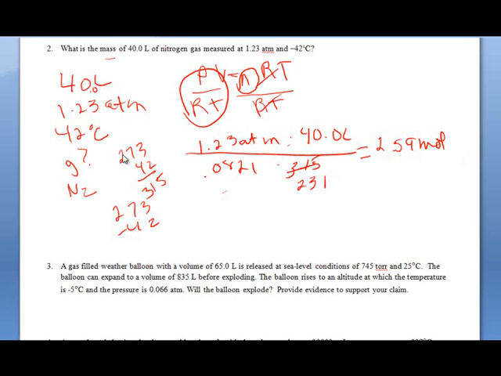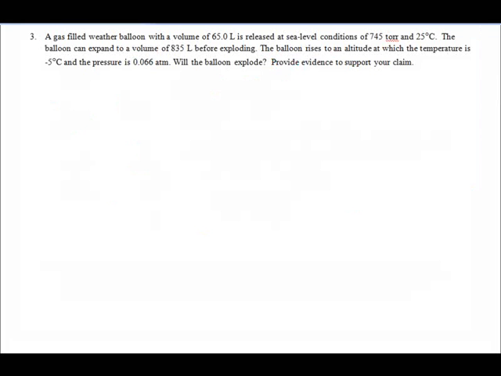So what I know is moles of anything is equal to the grams divided by the molar mass. And what I know is I have 2.59 moles, and that's going to be equal to the grams over the molar mass. And because it's nitrogen and I've got 2 of them, it's going to be 28.02. So if I solve for grams, it's going to be 2.59 times 28.02, which gives me, in 3 sig figs, 73 grams.